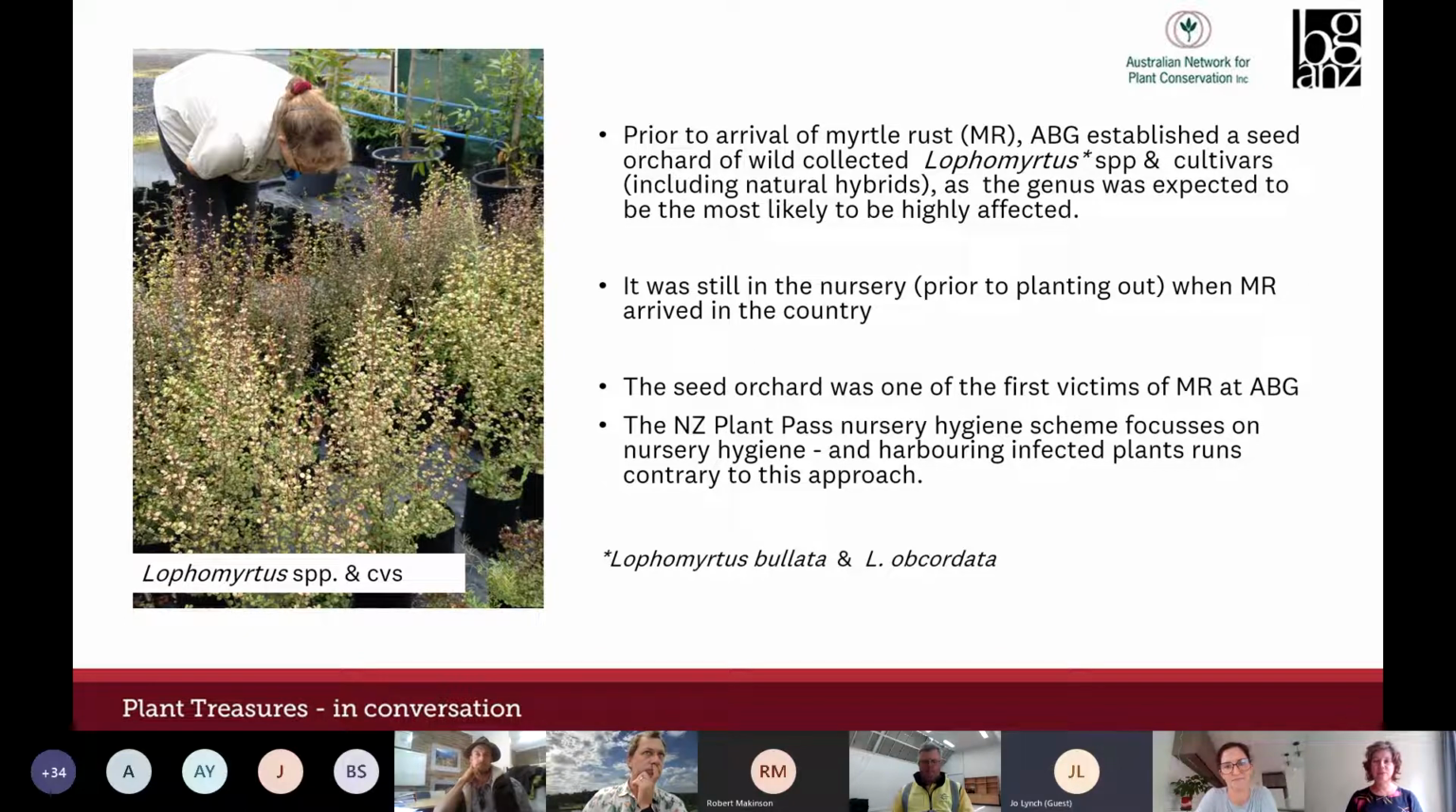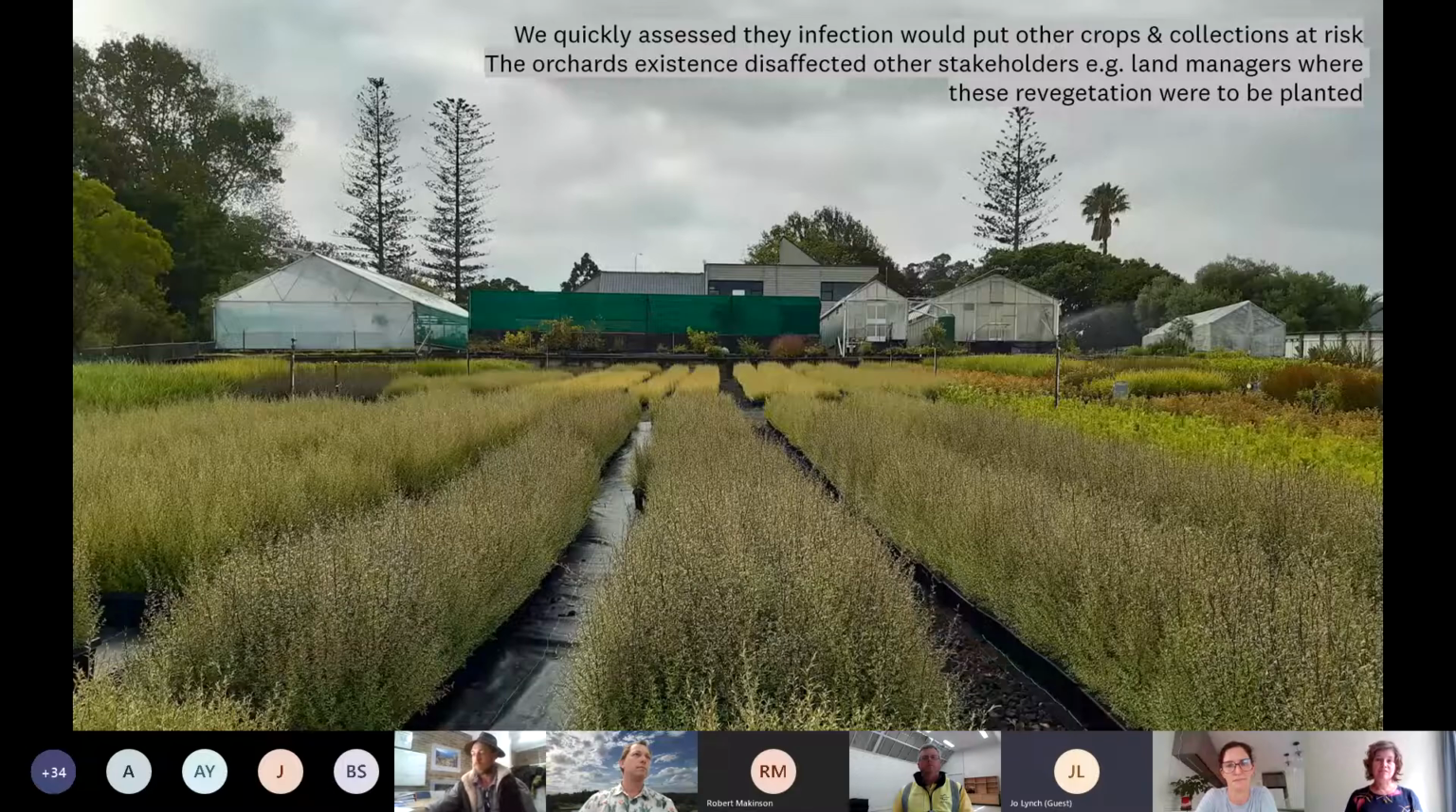And we should have thought it through, because on that day, Emma and I were standing in the nursery going, what are we going to do? Are we going to chuck out all of these plants that are potentially nowhere else? What should we do? What's the best thing with this rare genotype? So we quickly assessed that the infection would put other crops and collections at risk, including this.